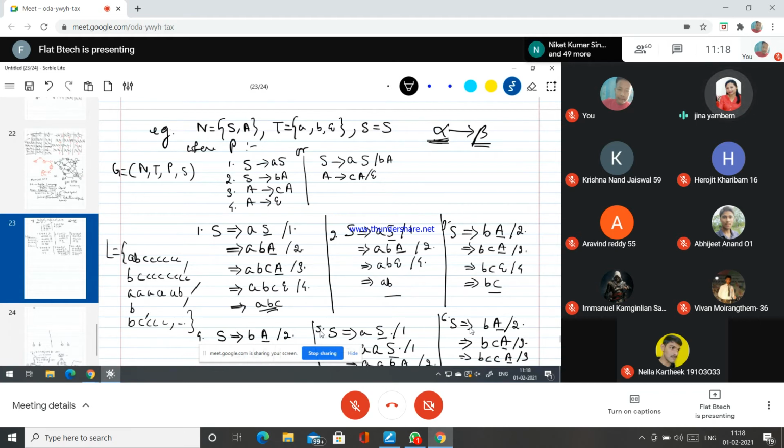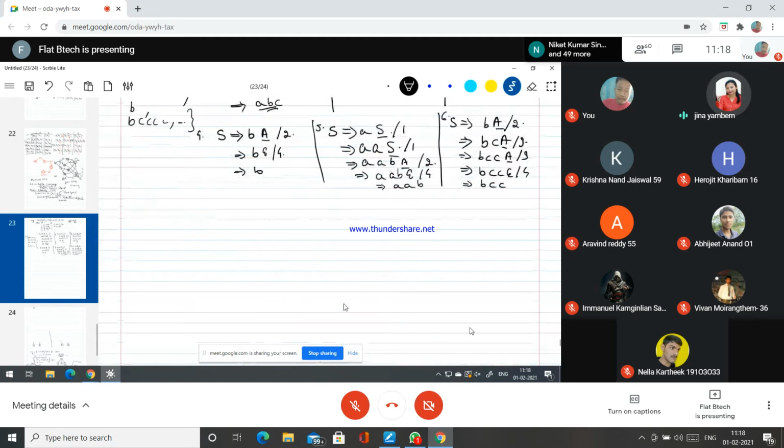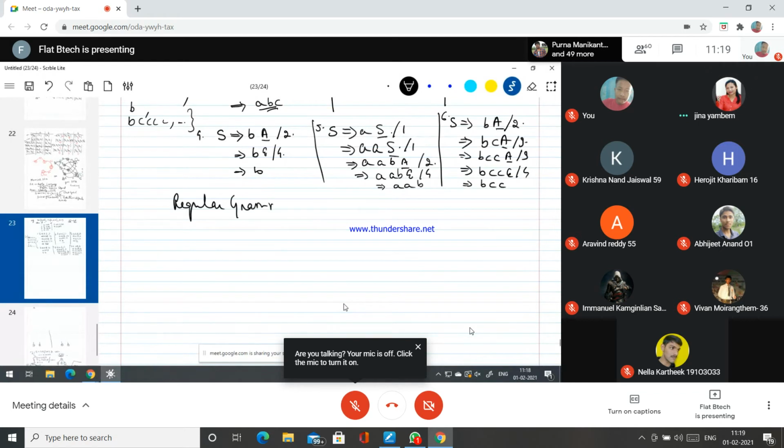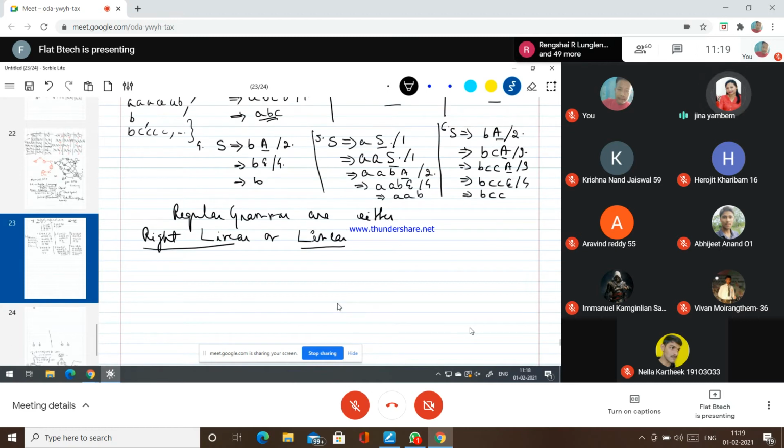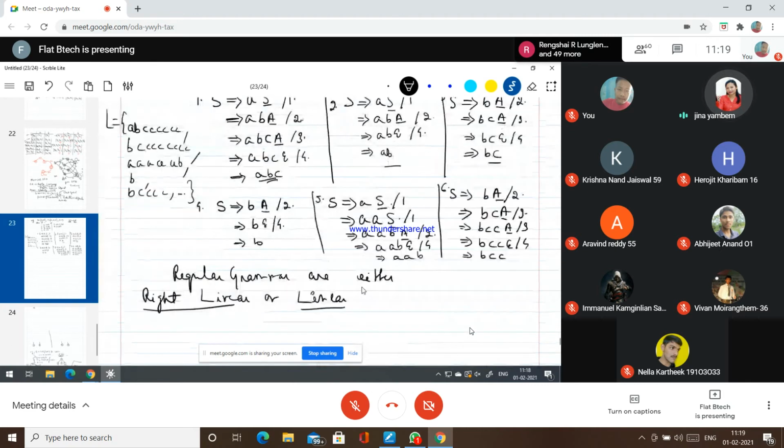Now again, another topic within this regular grammar. Regular grammars are either right linear or left linear. Now before I explain this, let me again go back to this example.